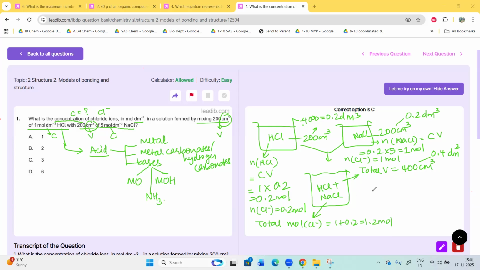So what will be the concentration of Cl minus in this whole beaker now? It's moles over volume. So total moles is 1.2. The total volume is 0.4. The answer is 3. So the option is basically C, as you can see. Thank you.